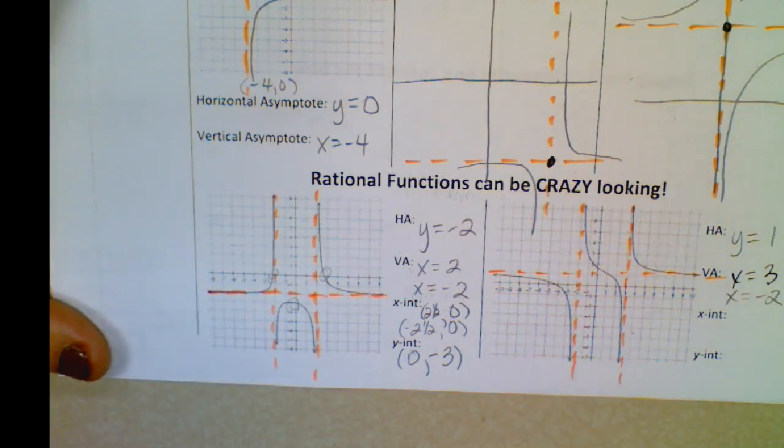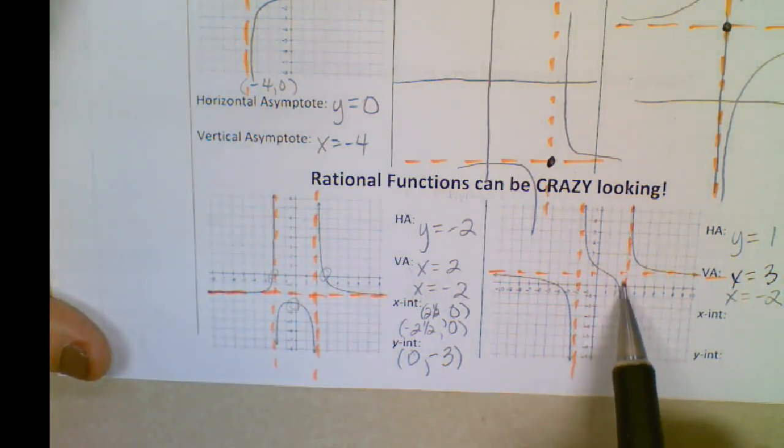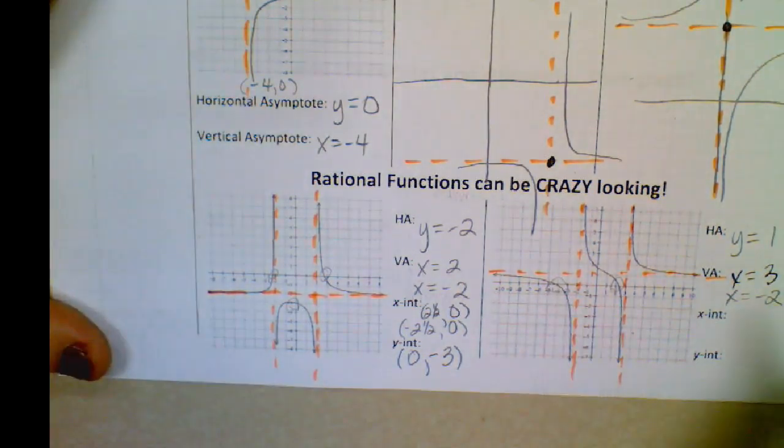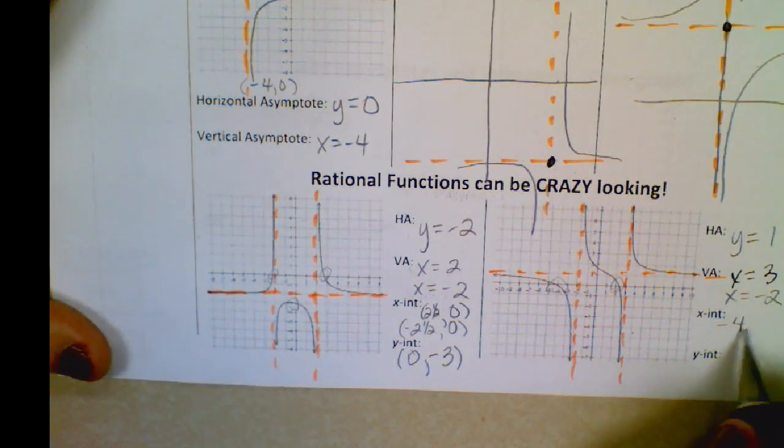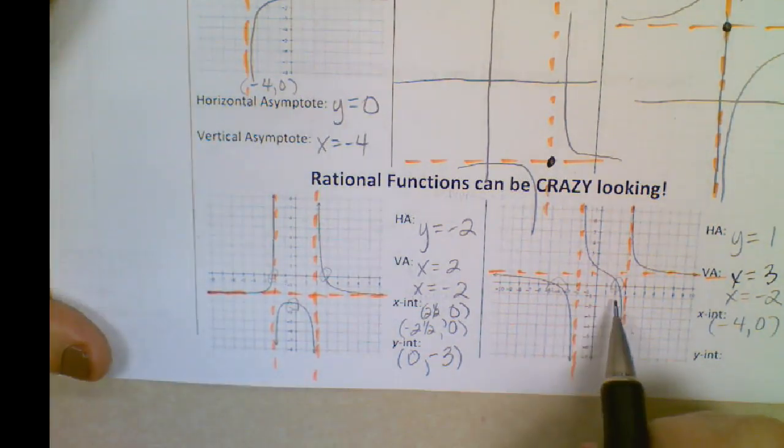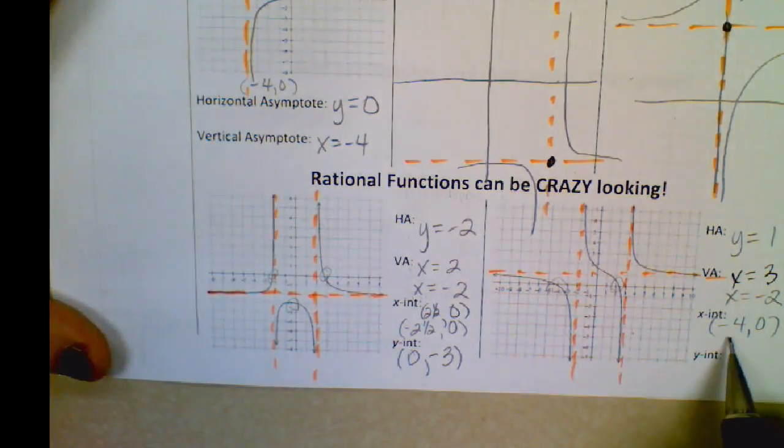Okay, let's look for any x-intercepts. So I've got one here and I've got another here. So it looks like I've got one at negative 4, 0, and that looks like at about, I don't know, 2.5, 0 maybe.